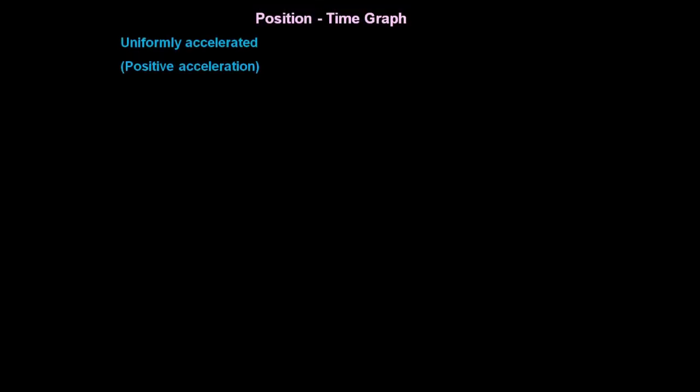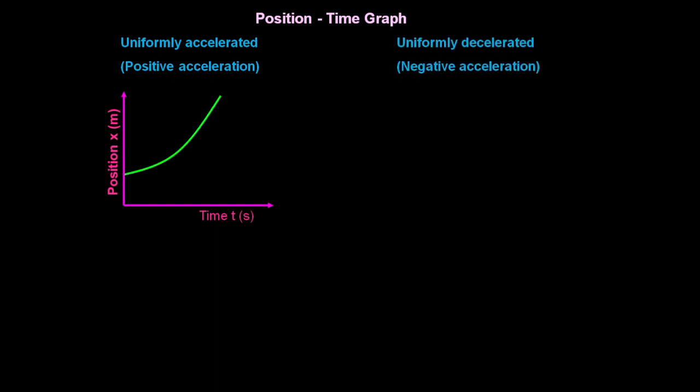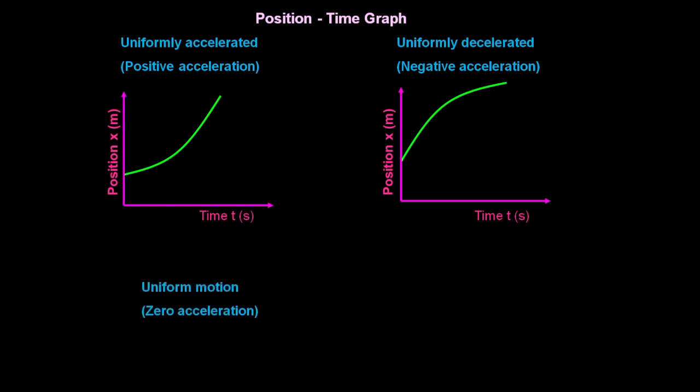Now the position-time graph. The position-time graph is related to acceleration. A graph that is uniformly accelerated means continuously increasing, and uniformly decelerated means continuously decreasing. Uniform motion has zero acceleration. If you take uniform motion between position and time, then acceleration is zero because the rate of change of displacement is zero.